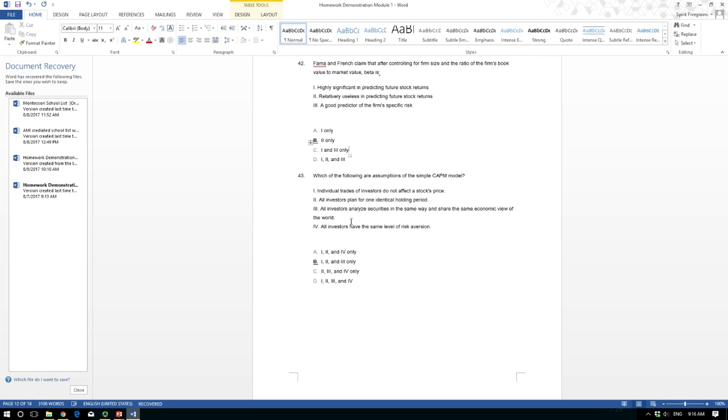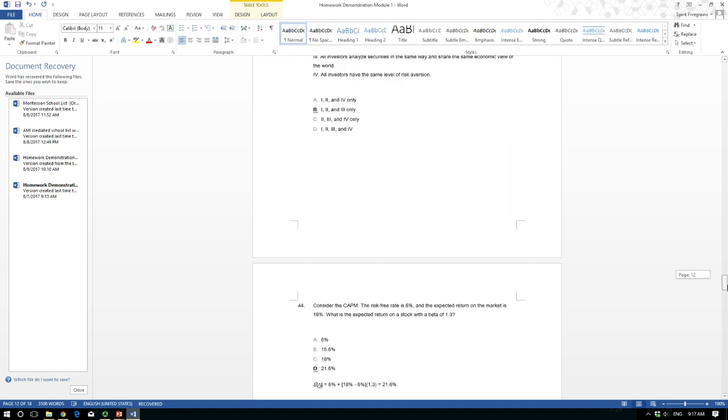Last one, all investors have the same level of risk aversion. Well, you say, okay, if investors are homogeneous, what does that mean? It's homogeneous in expectation, but not on the level of risk aversion. And the CAPM model allows different levels of risk aversion for typical investors. So the best answer is 1, 2, 3. Statements 1, 2, 3 are correct. The answer would be here. Number 43.